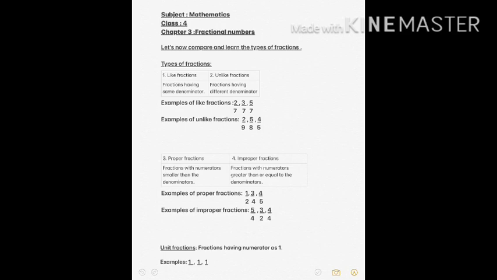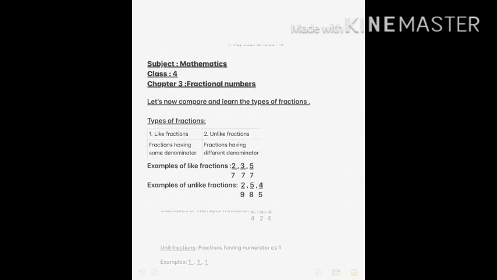related to these topics. Now in this video lesson we will learn types of fractions, conversion, comparison of fractions, addition and subtraction of like fractions. So let's begin learning types of fractions. So here are the types of fractions.